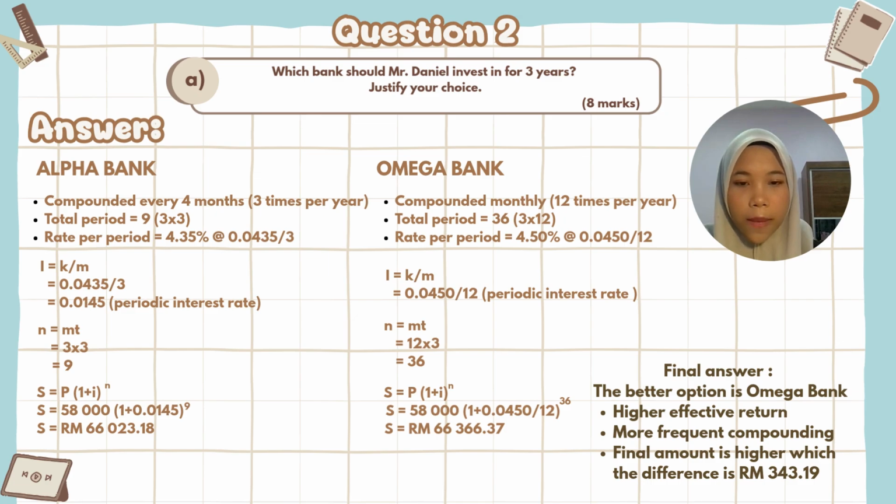This is because Omega Bank compounds more frequently and produces a larger final amount. The difference between the two banks is 343.19. Therefore, the better option for Mr. Daniel is Omega Bank, as it provides a higher effective return after 3 years.